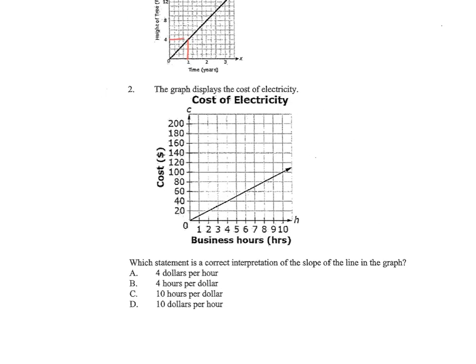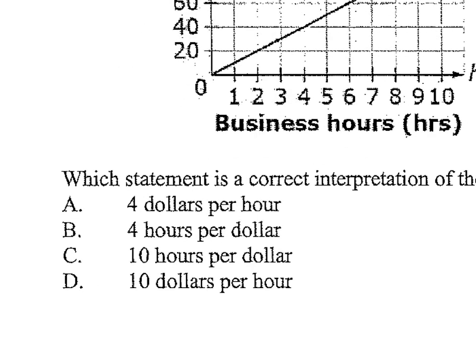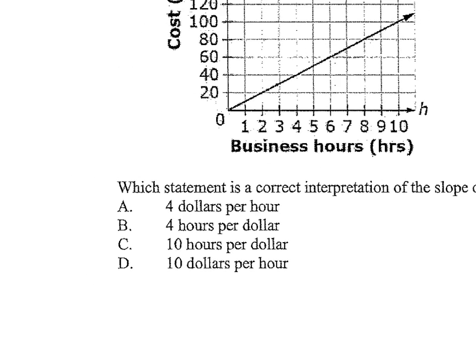Number 2, the graph displays the cost of electricity. Which statement is a correct interpretation of the slope of the line in the graph? So these are all talking about dollars per hour, hours per dollar. I can pretty much guarantee, without even looking at it yet, that it's not going to be hours per dollar. So it's got to be either A or D.